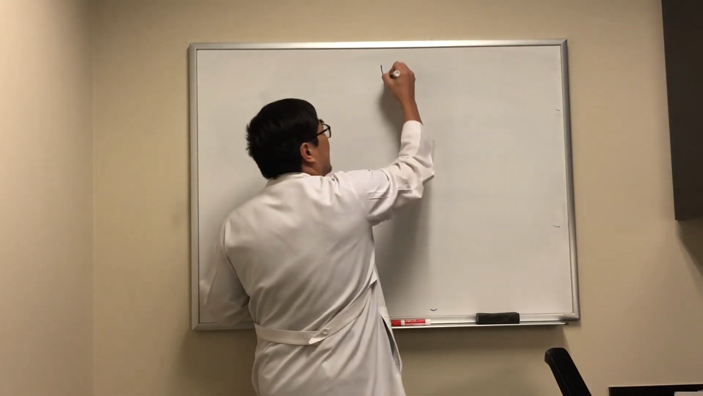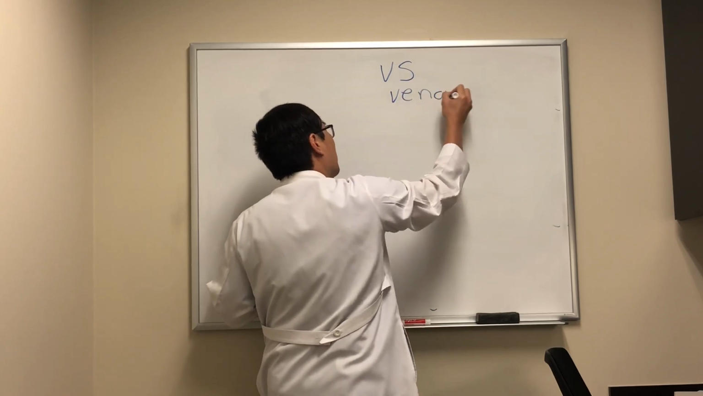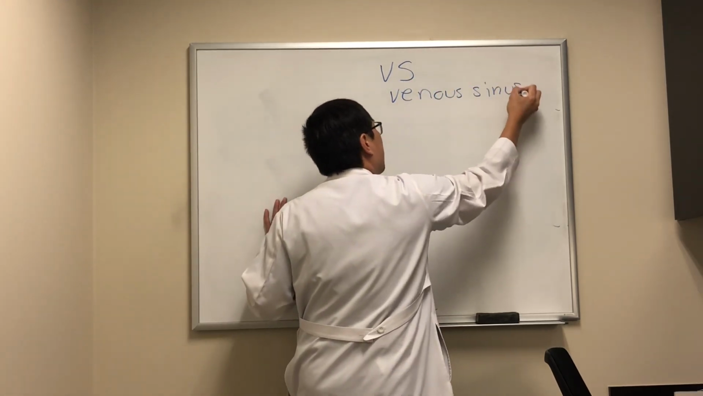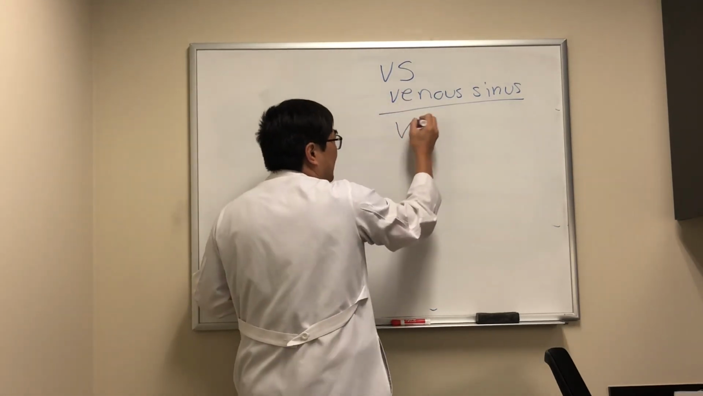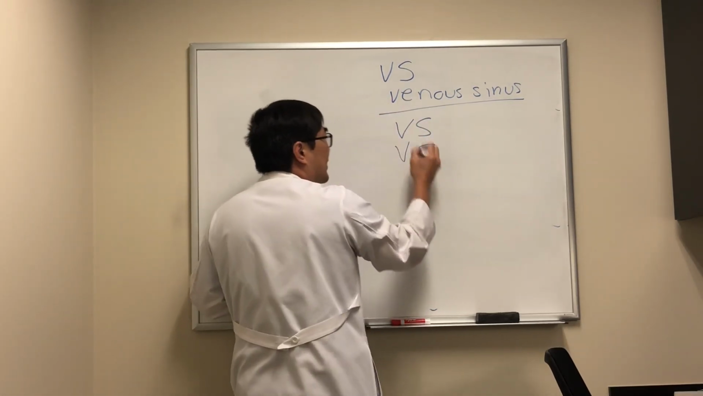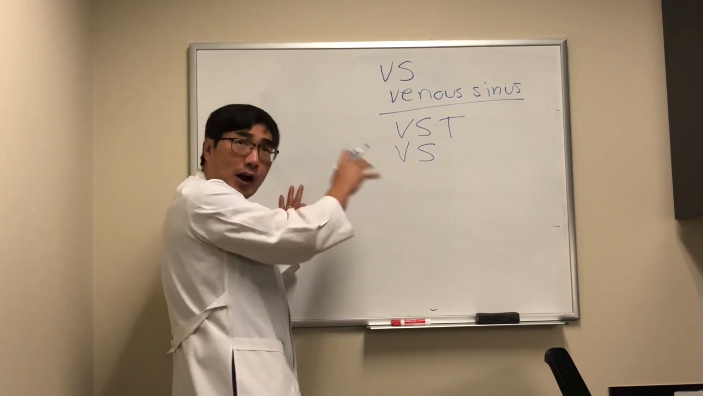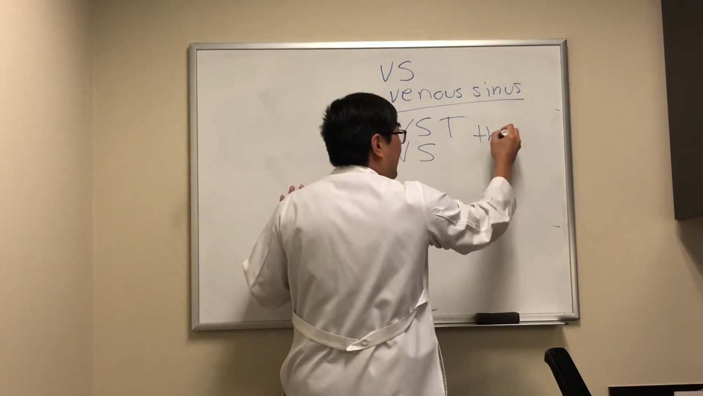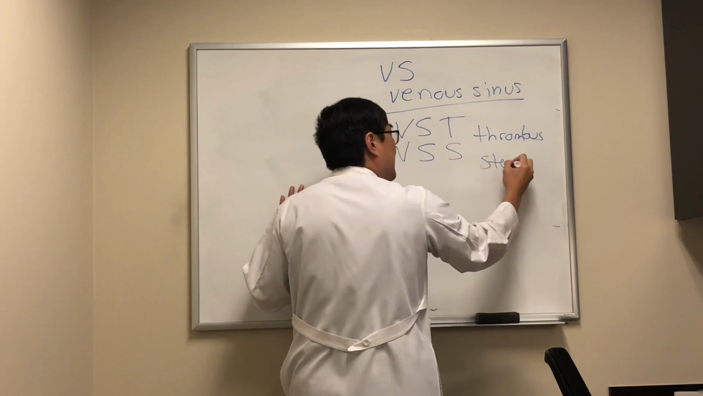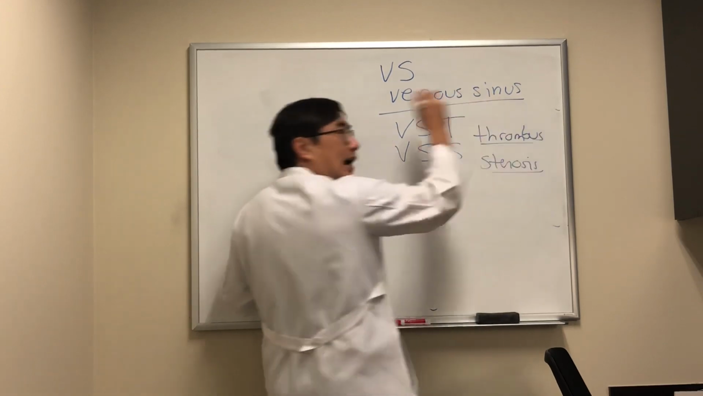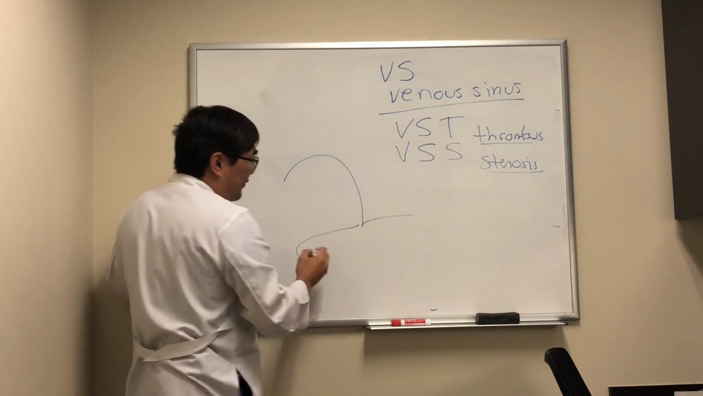So today we're going to be talking about venous sinus disease in neuro-ophthalmology, but specifically for imaging the venous sinus. And the reason you need to know that is because we're looking for two different things in our venous sinus disease. We're either looking for venous sinus thrombosis, which is an occlusive clot, or venous sinus stenosis, which is not a clot.